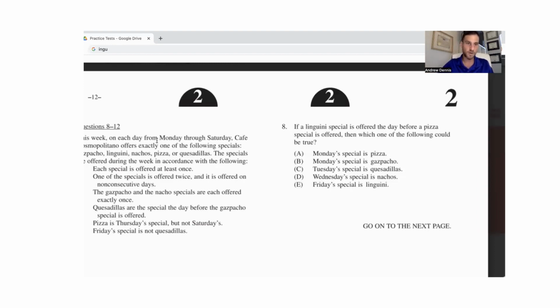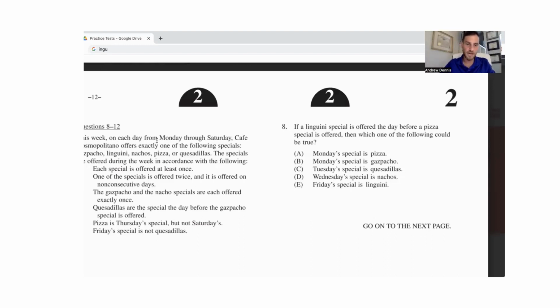What's the second rule? One of the specials is offered twice and it's offered on non-consecutive days. Again, I'm just going to use plain English. One variable goes twice, and then in big words, so I don't mess this up, I'm going to write NON-CONSECUTIVE, capital letters. This is just my style, but I'm writing to myself. Each variable goes at least once, one variable goes twice, non-consecutive. So we can step away and see I've done my variables, my map, and now I'm writing my rules one by one.